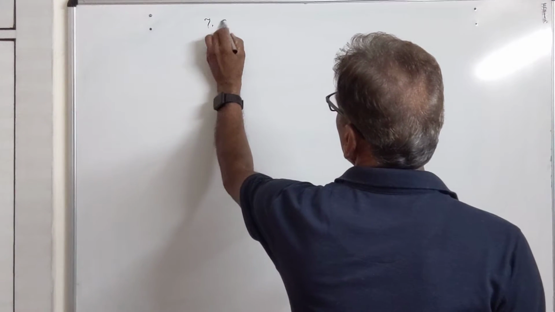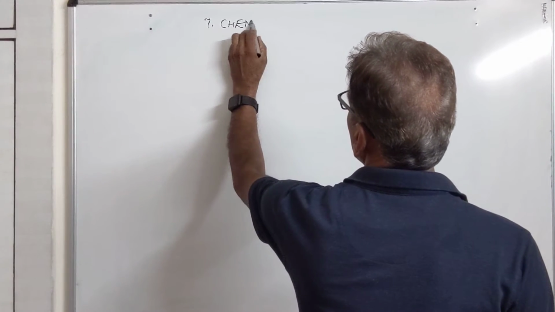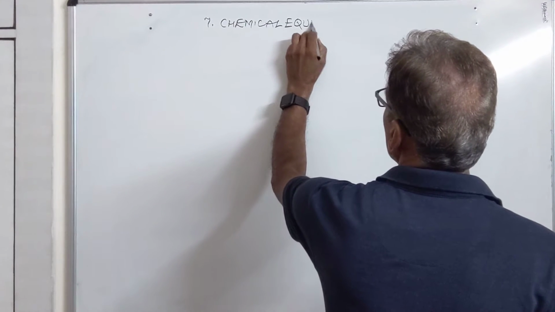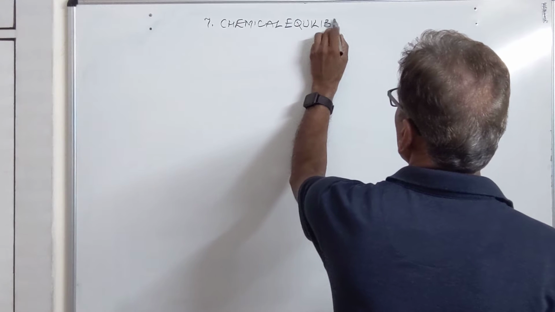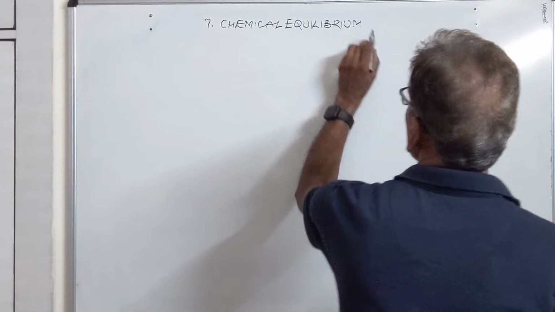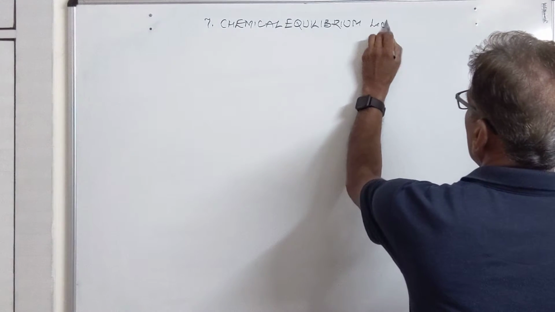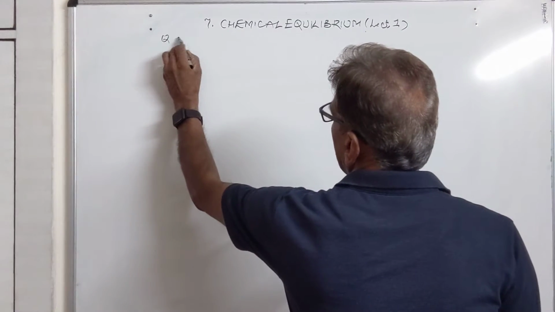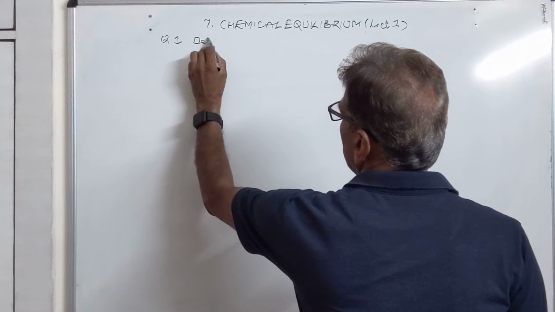Morning. Let us start with the 7th unit of the 11th class, that is chemical equilibrium. This is lecture number 1. First question: define equilibrium.